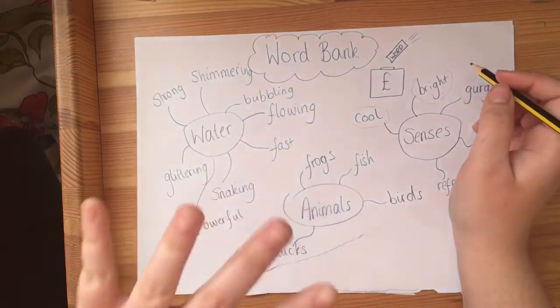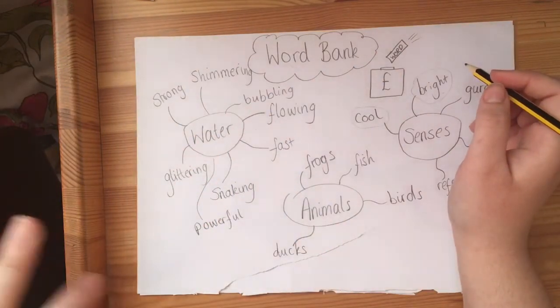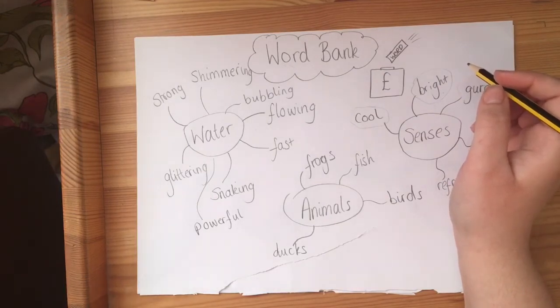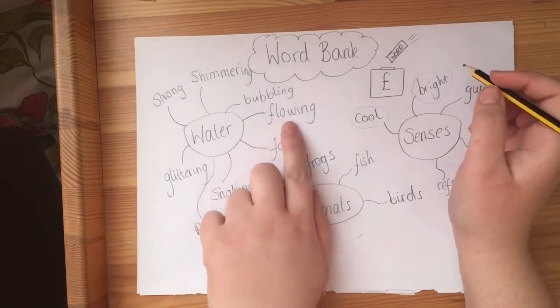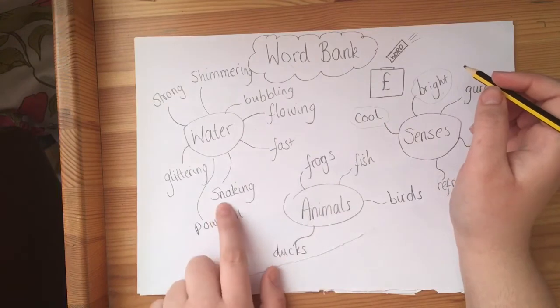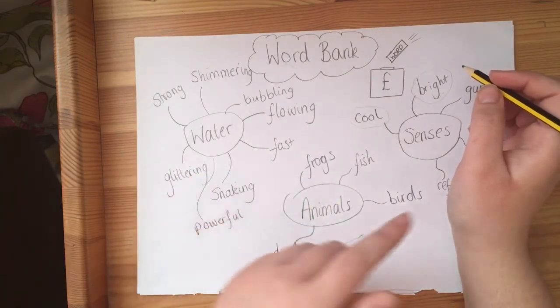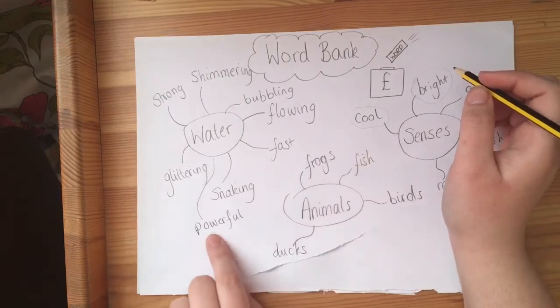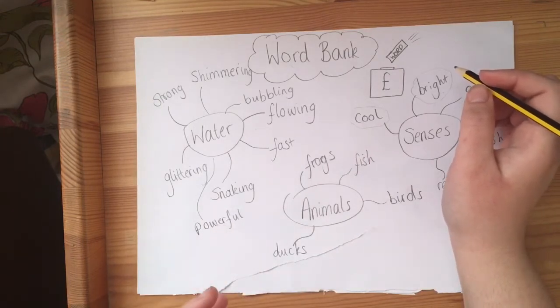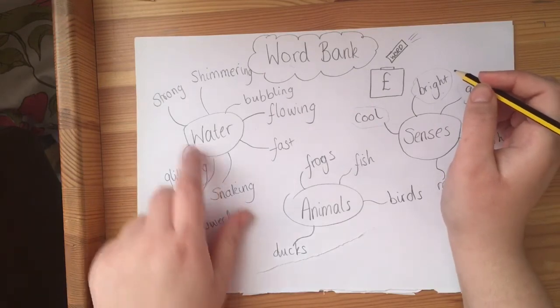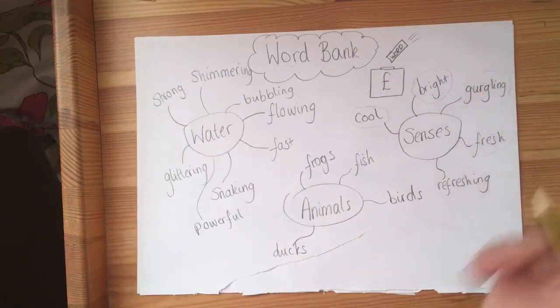Bubbling. I like it when it's just about to go over a waterfall, or when it's just crashed down and you get that bubbling water at the bottom. Flowing, fast, snaking. If you've ever seen a river meander, then it snakes its way through the landscape. Powerful. Rivers are really powerful. They can cut through rocks over time. Glittering, strong. All of these words are just used to describe a river.